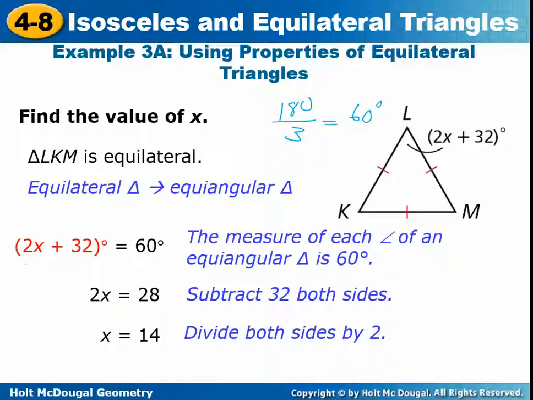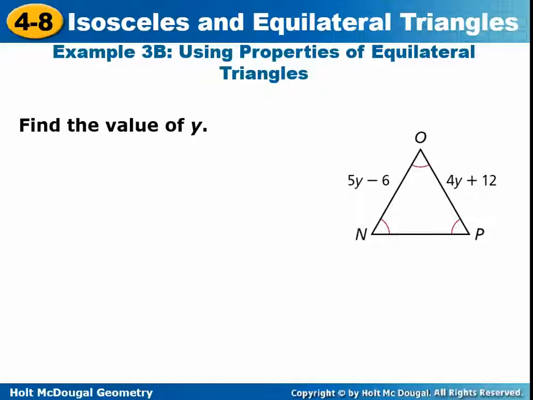Now if they ask us to find angle L or angle K or angle M, we would just plug x back in here, and we'd have 2 times x, 2 times 14, and then we would know that it's 60 degrees, which is exactly what we should have got, so we can kind of check it as we go. So they're all 60 degrees, and x is, in this case, 14.